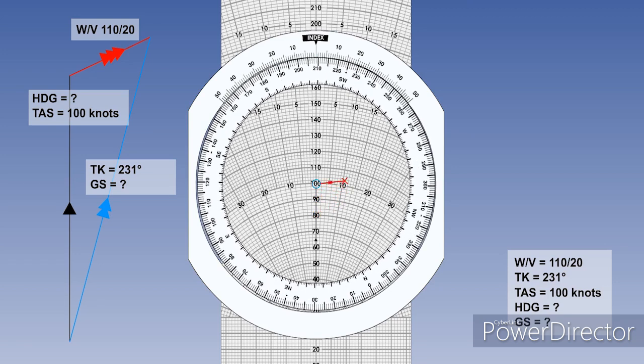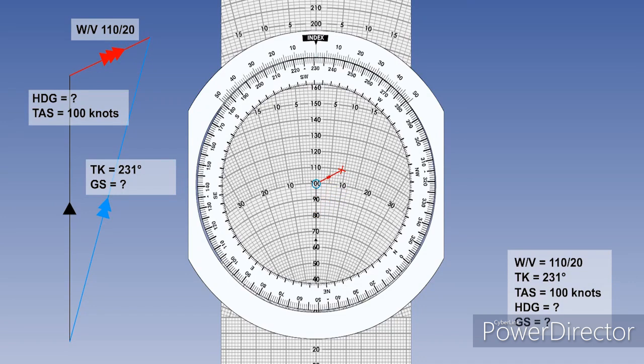Now rotate the inner scale to set the desired track of 231 degrees against the index mark. Note that the wind vector is now oriented correctly, as in the complete triangle of velocities, which you can see in the inset. The drift line of the slide, below the wind mark, now actually gives us our ground vector. When we finish the calculation, the wind mark will therefore give us our ground speed.